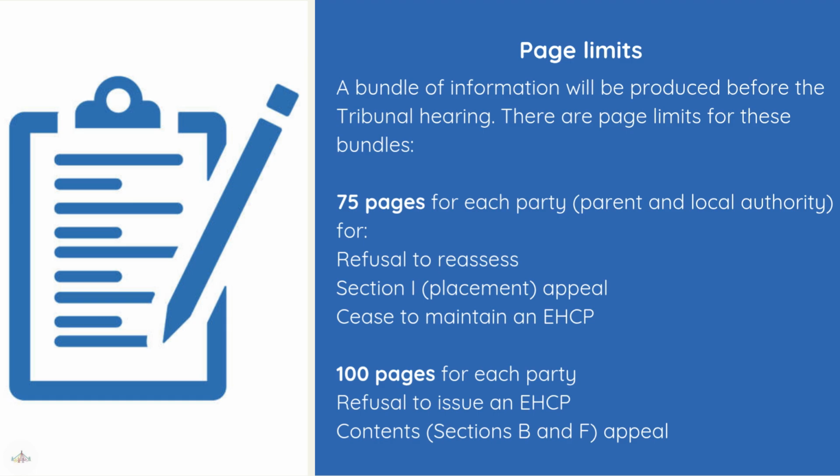Page limits. A bundle of information will be produced before the Tribunal hearing. There are page limits for these bundles. 75 pages for each party, parent and local authority, for refusal to assess, Section I, placement appeal, cease to maintain an EHCP. 100 pages for each party for refusal to issue an EHCP and contents sections B and F appeal.